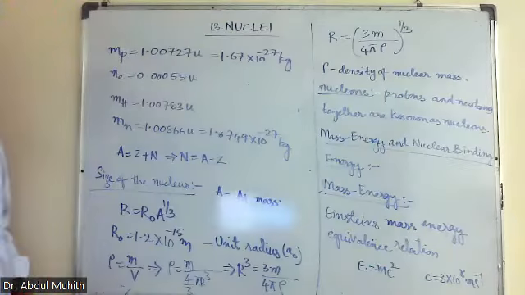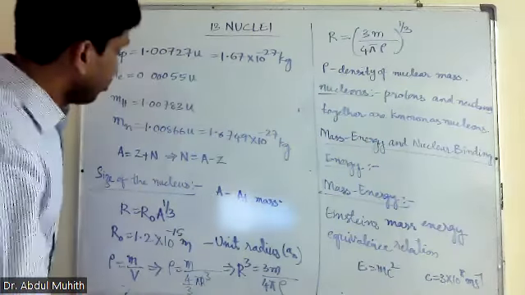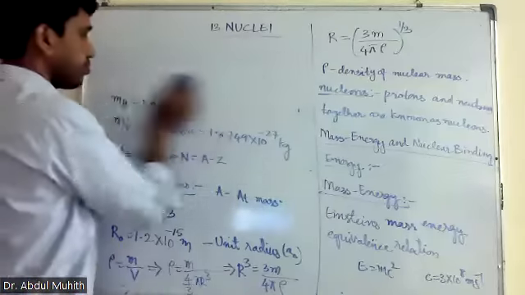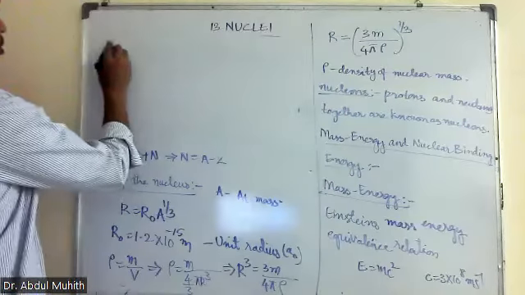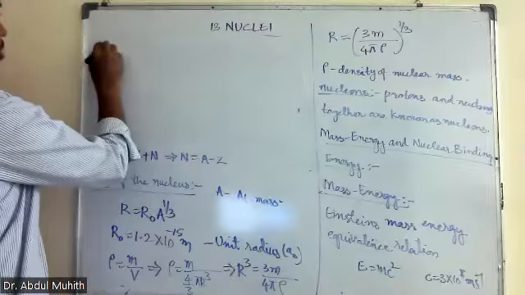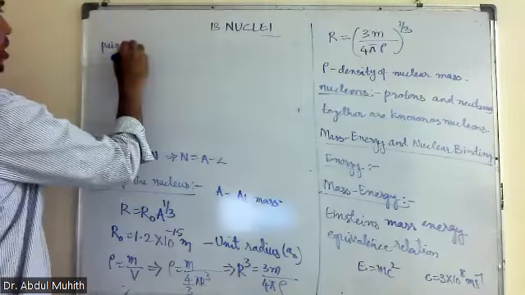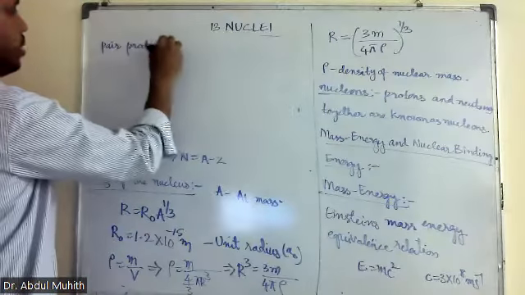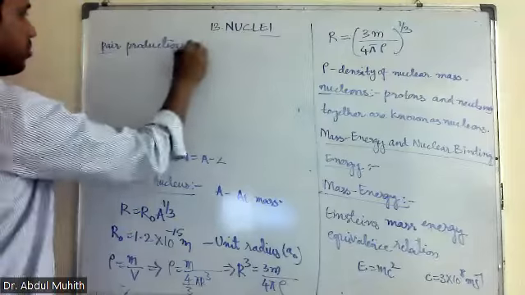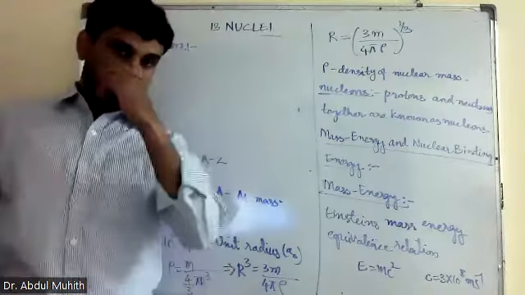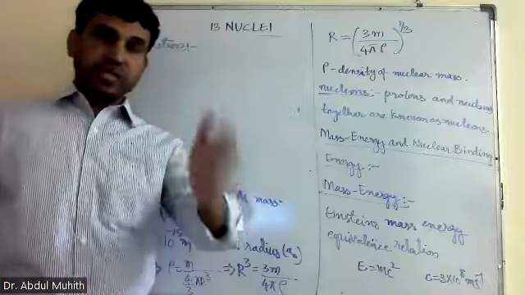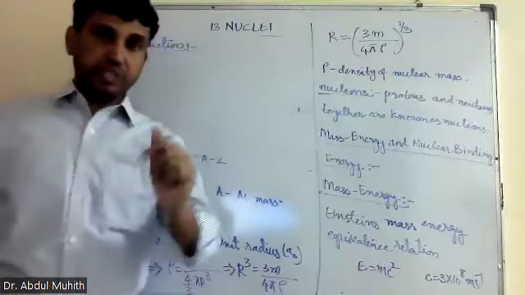So how do we do that? I'll just give a simple example here. The example is pair production and annihilation. In pair production, this is not there in the syllabus, but I would like to explain it, because every student will ask, sir, it is very easy to understand mass to energy, but how will you convert energy to mass? That's a question.